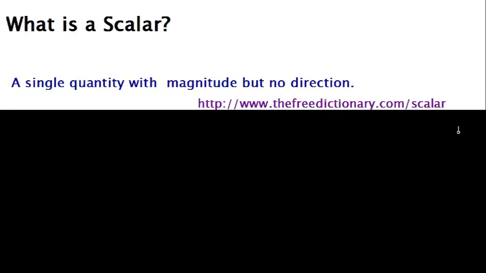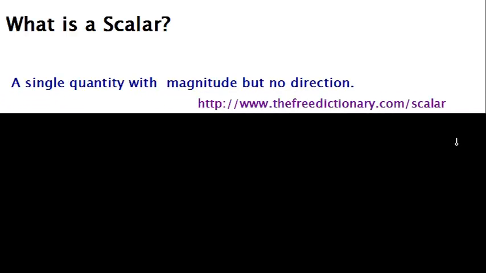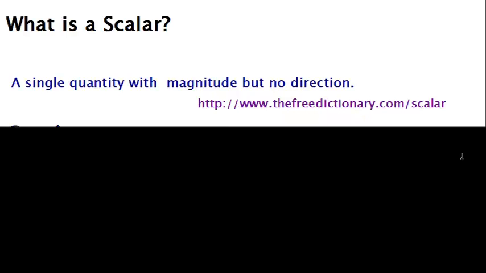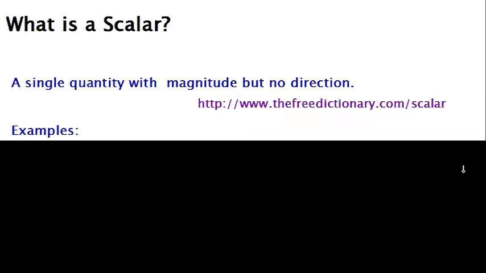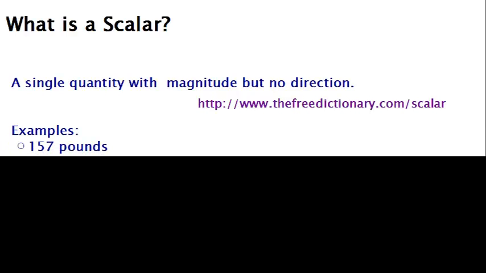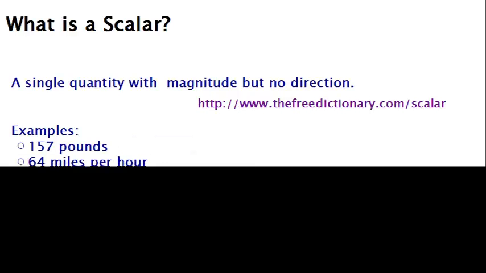Well, if you look it up on one of the many online dictionaries, such as freedictionary.com, you're going to find the mathematical definition is a single quantity with magnitude but no direction. Here are some examples of scalars. The boy weighed 157 pounds. Scalar. It's got a magnitude, 157, doesn't have a direction.